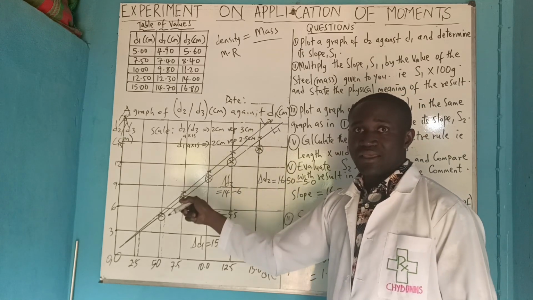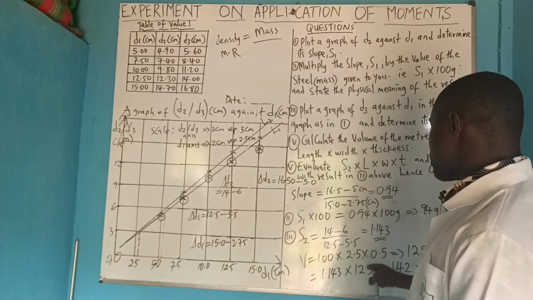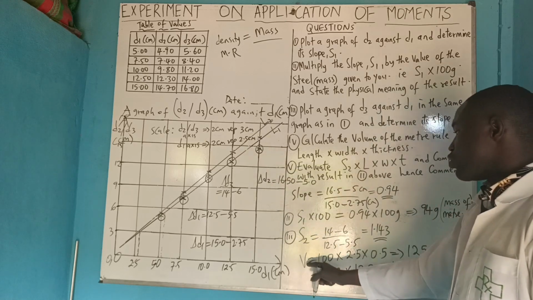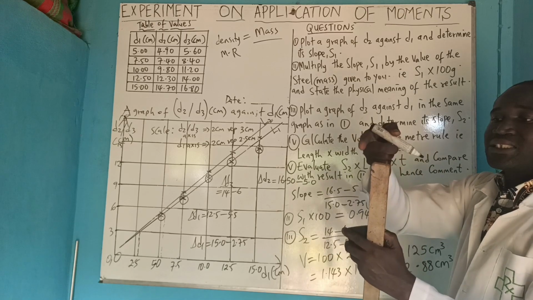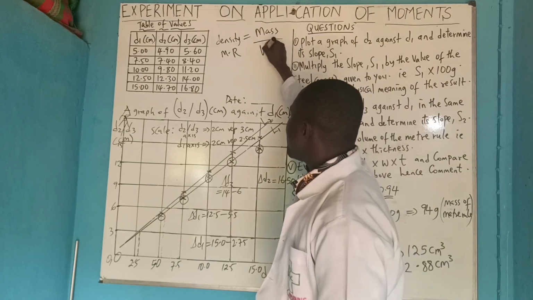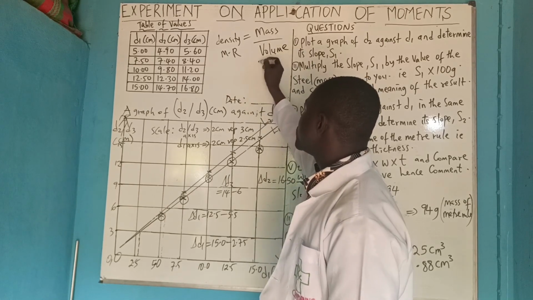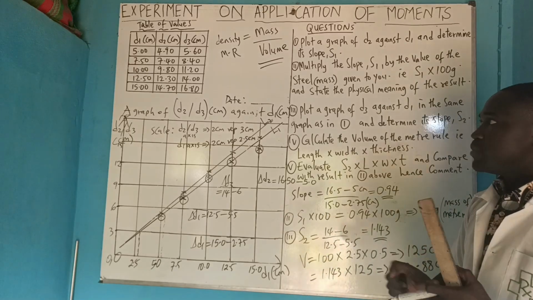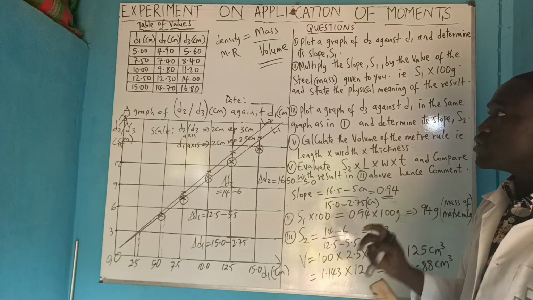Whatever you get there, you multiply it by the volume of the meter rule, which is the length times the breadth times the thickness. So all over volume of the meter rule. And so when you compute it, you'll be able to get the density of the meter rule. So that is how to get this experiment done.